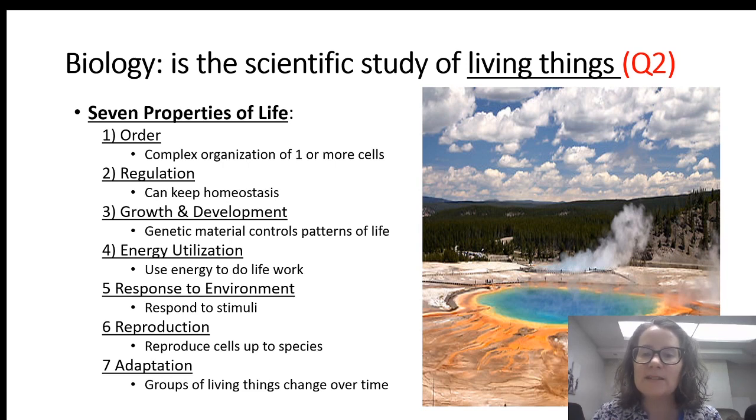And I want you to know this definition. Biology is the scientific study of life, and these 7 properties. Throughout the rest of this semester, we will be looking at these properties and studying them in various ways. So I introduced them today because things like regulation and energy are going to come up throughout the whole entire semester. So you're going to see and revisit these properties of life several times.